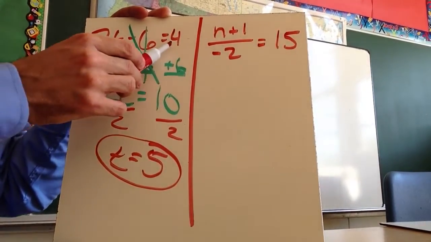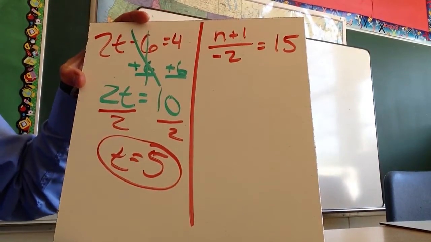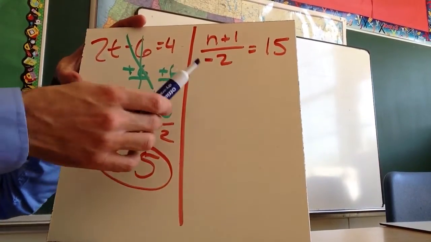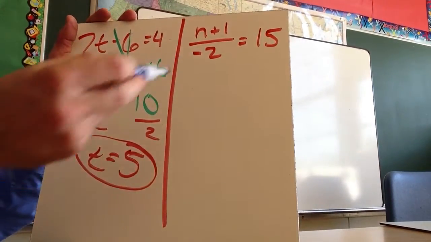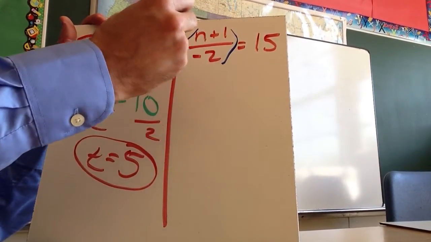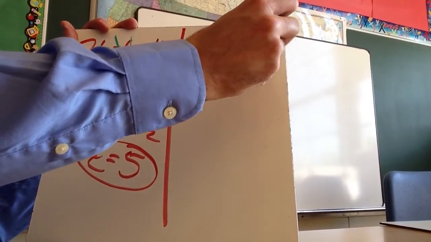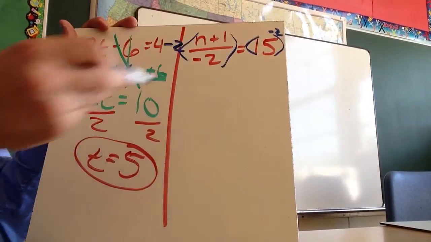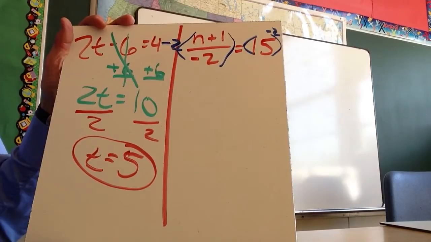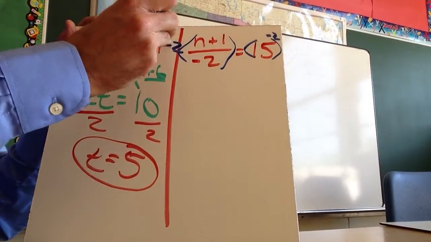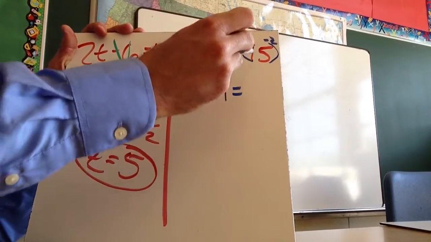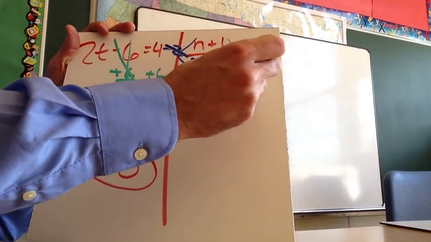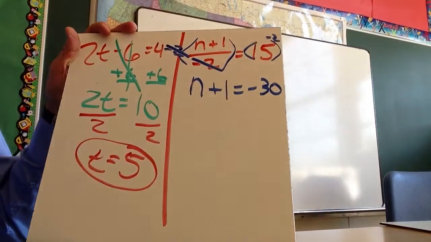10 minus 6 equals 4, so I know I got the right answer. On this side, very similar to the problem we just did together, I have to get rid of the negative 2 first, which means I'm going to multiply both sides by negative 2. So I'm going to run out of space. That's not an exponent. This would cancel out, and I'm left with n plus 1, and that is 15 times negative 2, which is negative 30.